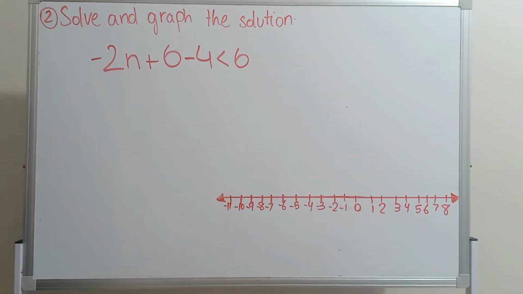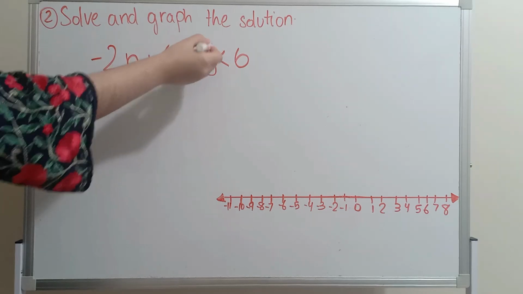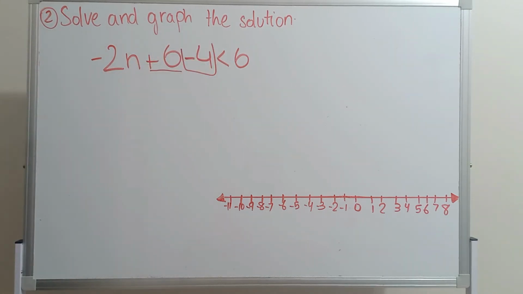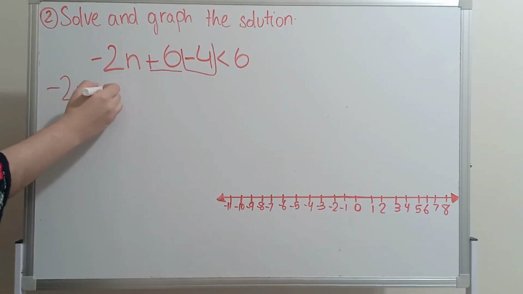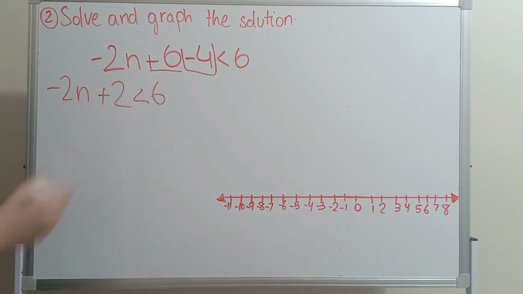So let's start solving this. We have negative 2n plus 6 subtract 4 is less than 6. What we have to do here is first look if we have any like terms. Yes, we do. We have plus 6 and negative 4. So first we will get rid of these, meaning we're going to solve that. 6 subtract 4 is going to give us positive 2, which is less than 6.